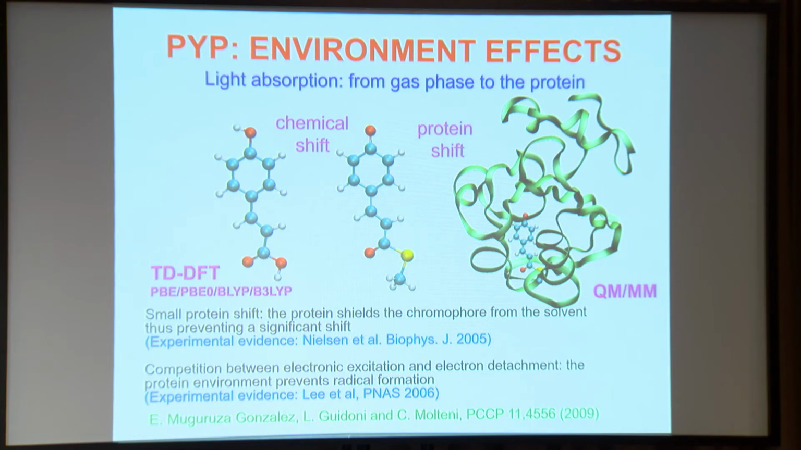These are done with the QMMM from the CPMD code, and what we found is that the contribution of the protein to the absorption shift is actually quite small, but the protein basically shields the chromophore from the solvent. The other significant thing is that there is a competition for this particular chromophore between electron detachment and electron excitation. In the gas phase, the two processes have more or less the same energy, but inside the protein, the protein shields the system and protects it with respect to electron detachment and radical formation. So again, the protein has a role.